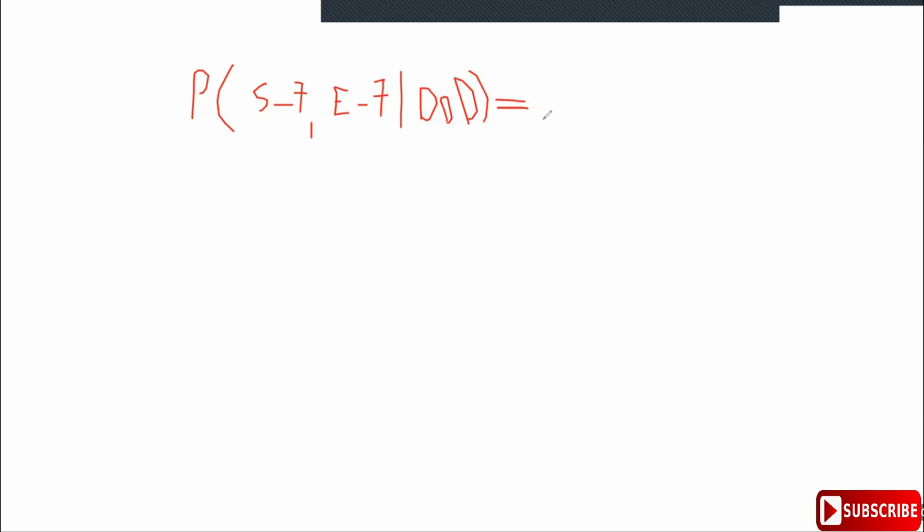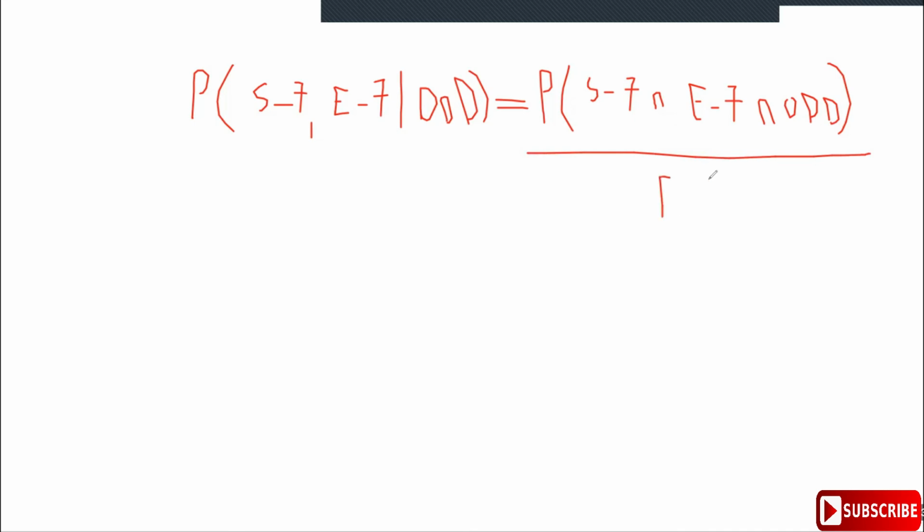So conditional probability is going to be the probability of us getting a 7 at the start and a 7 at the end, and it needs to be odd at the same time. So it needs to start with 7, it needs to end with 7, and it needs to be odd, divided by the probability of it being odd. So let us work this out now. Easy. I love to use my table.